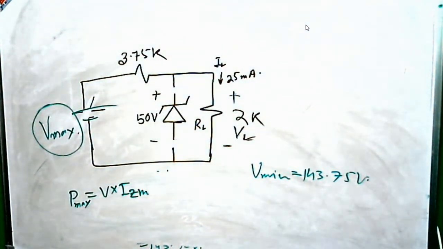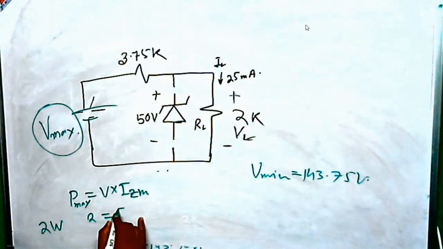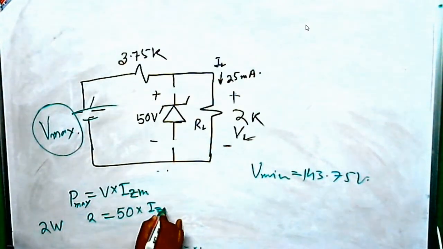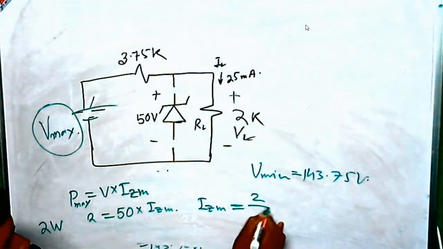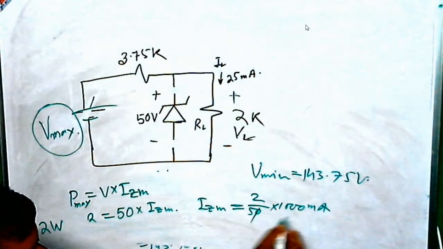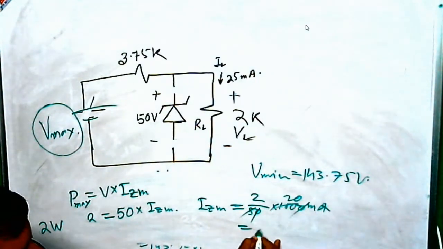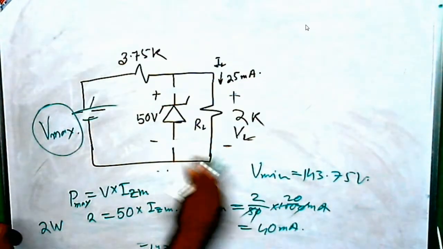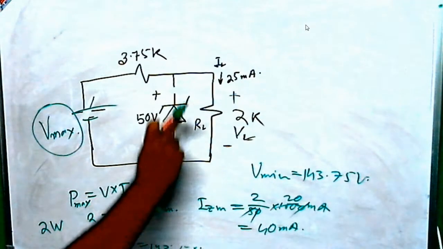Let us assume the maximum power dissipation of the Zener diode is 2 watt. So 2 watt is basically the voltage 50 into IZM. So IZM is basically 2 by 50 into 1000 milliampere, which is 40 milliampere. So maximum Zener current is 40 milliampere, and the total current is 40 milliampere plus 25 milliampere for the maximum input voltage.